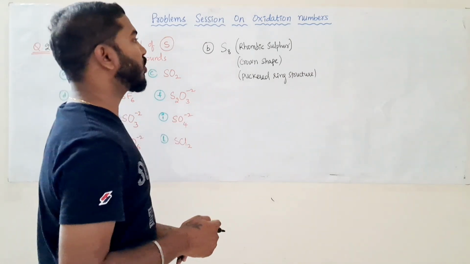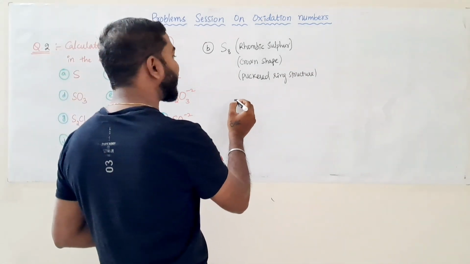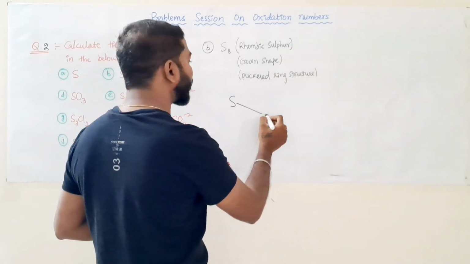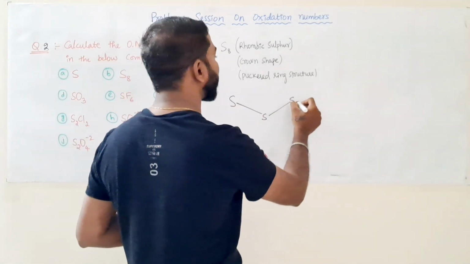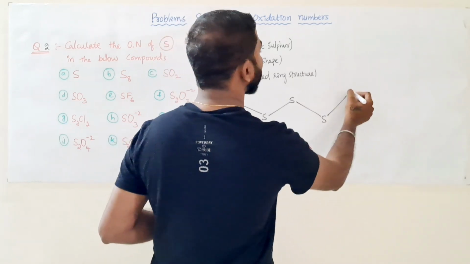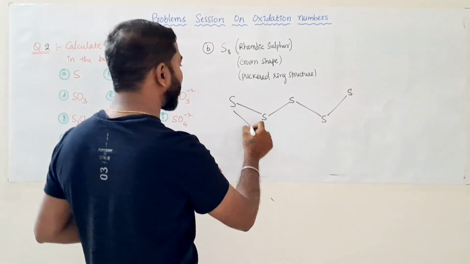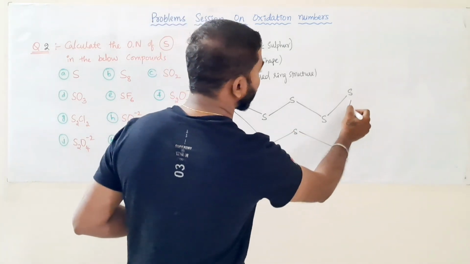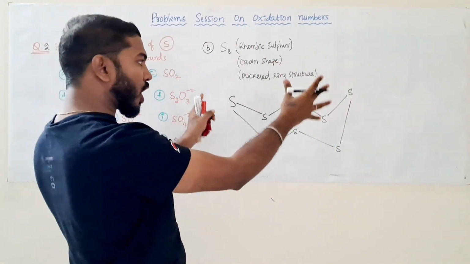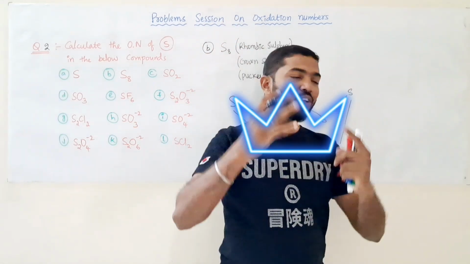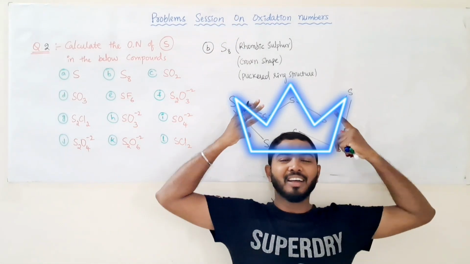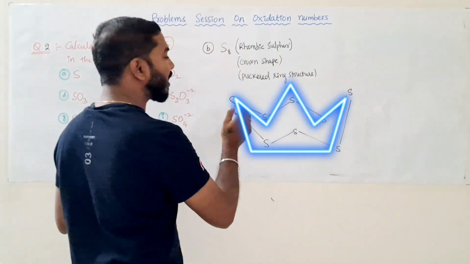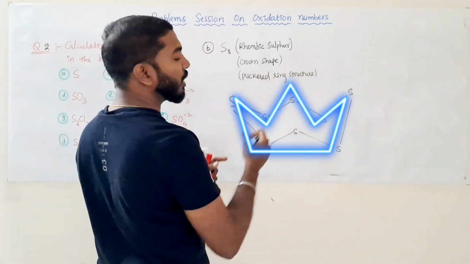So in the formation of S8, it has a crown shape. That is, if you just look at the structure, it will look like this. So observe carefully. This looks like a crown shape. If you try to keep it on your head, it looks like that crown, is it right? So now this is called a puckered ring structure or crown shaped structure.